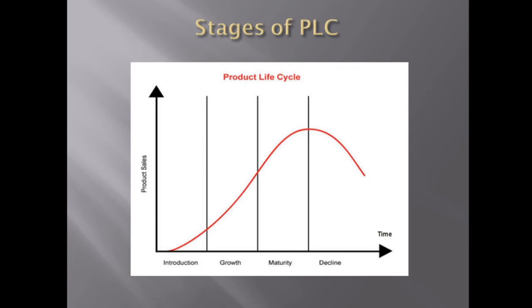So when the x-axis goes on time and the y-axis goes on product sales, day by day the sales increases. It should increase, and it should get the benefit of the market. So the introduction, growth, maturity, and decline.